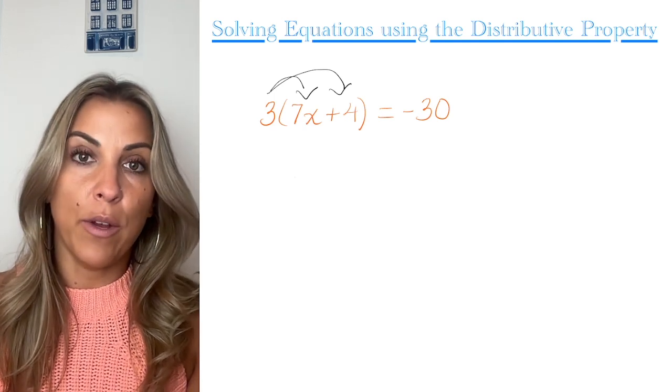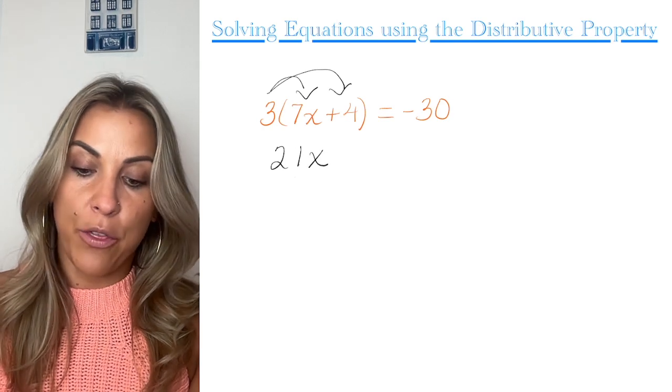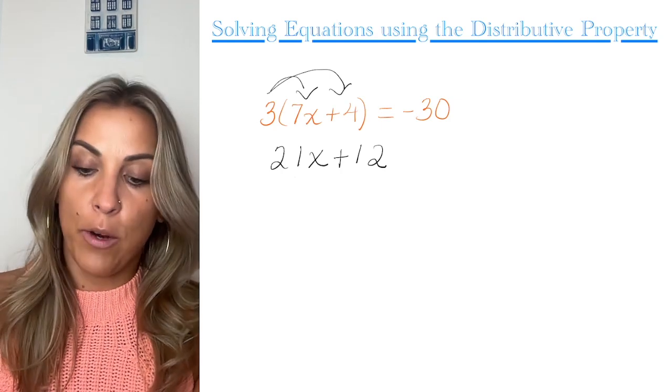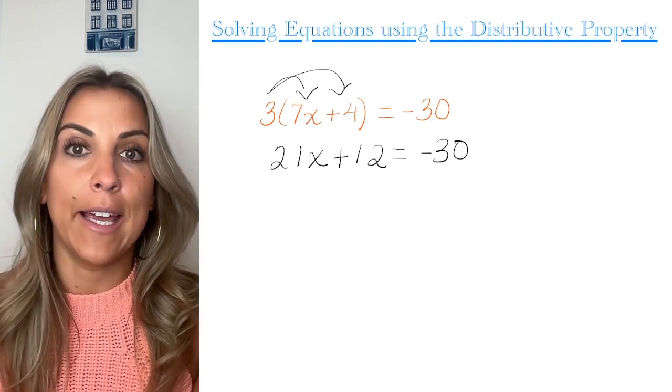So when we multiply 3 times 7x, that gives us 21x. And then I multiply 3 times positive 4, and that gives me plus 12. Now I'm going to bring down that equal sign and bring down what is on the right side of that equal sign, which is that negative 30.